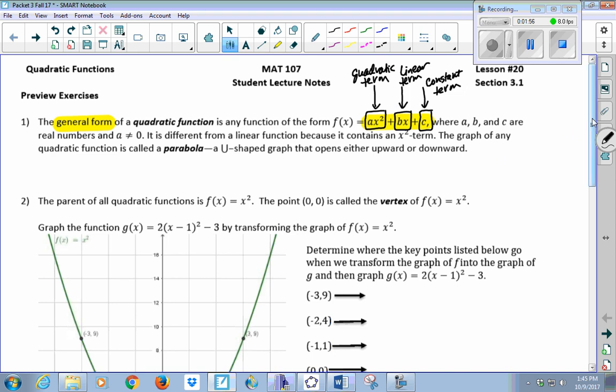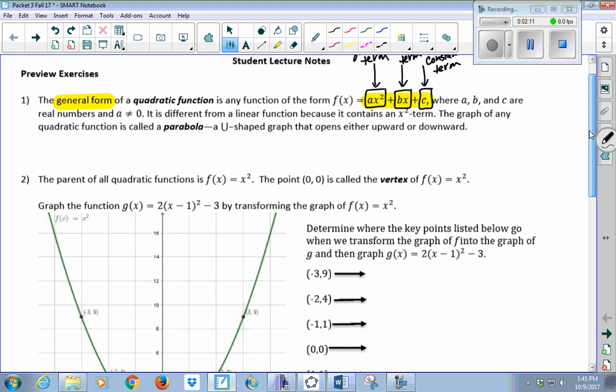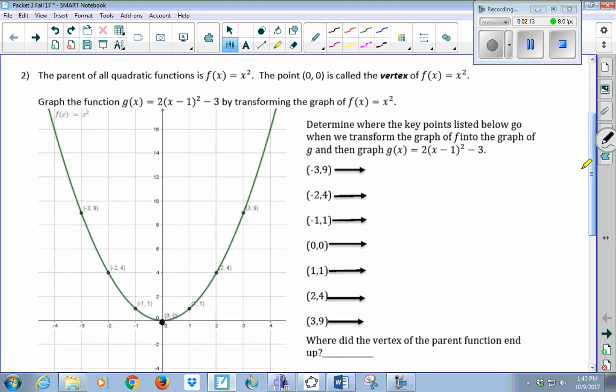So let's take a look at how we're going to take this form of a quadratic and transform it into another type of equation that's going to give us some information that's helpful for graphing quadratics. So we learned when we studied transformations that the parent function for quadratics was f of x equals x squared. And we know that the point 0, 0 is called the vertex of this function.